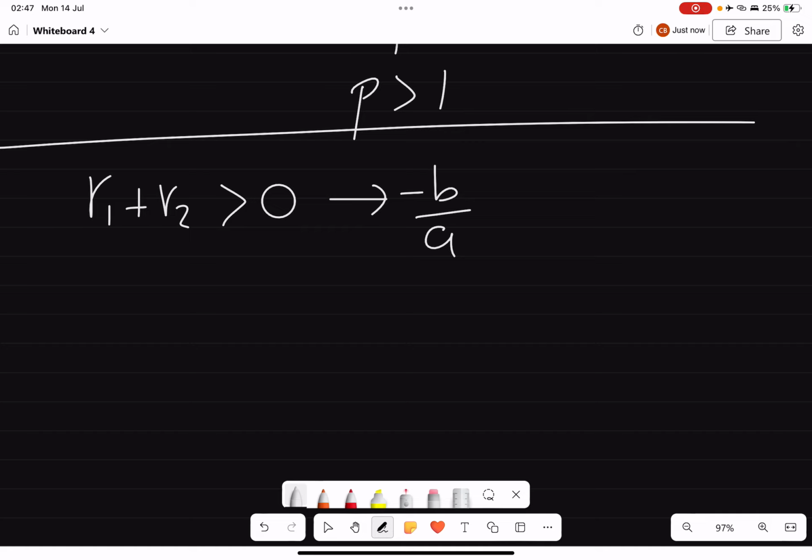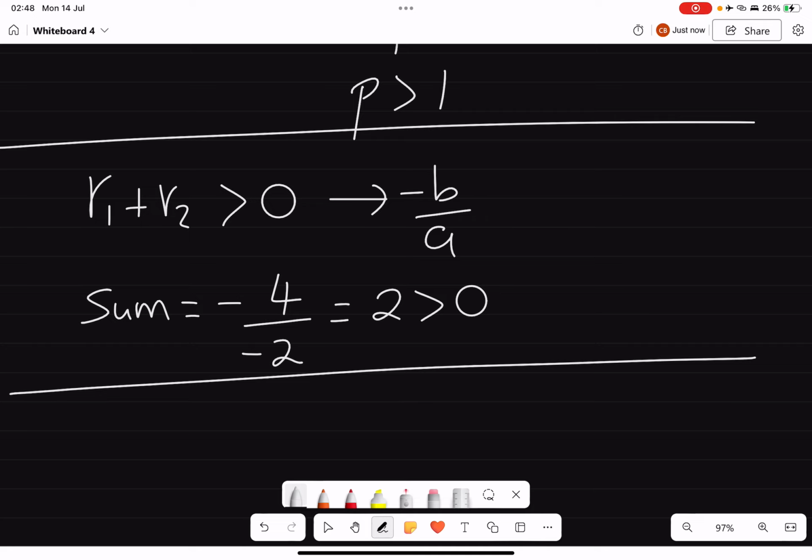Let's check if indeed this is true. So the sum of roots, let's see if the sum of roots will be positive. So we have negative, we said our b is 4, our a was negative 2. And we can see that the answer is 2, which is bigger than 0. So the sum is always positive, so there is no restriction on p, because the sum of these roots will always be positive in this case.